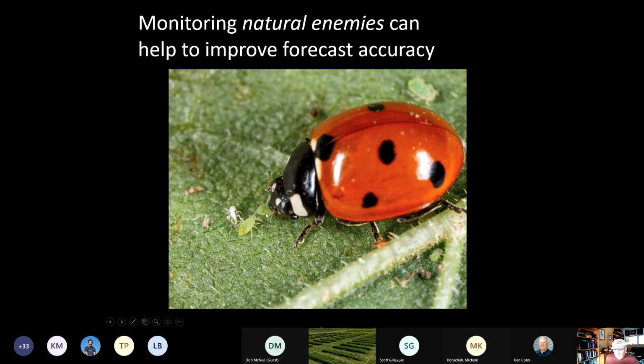This ladybird beetle is eating an aphid. It's an example of a natural enemy. In places like New Zealand, they actually count the pests, and then they actually count the natural enemies as well, and then do a kind of a ratio calculation and use that as their threshold. We could do that here.